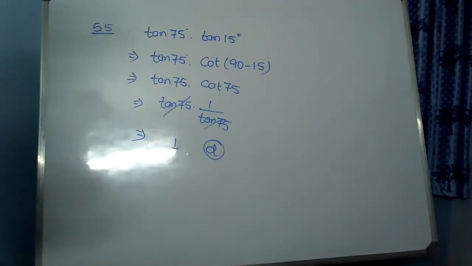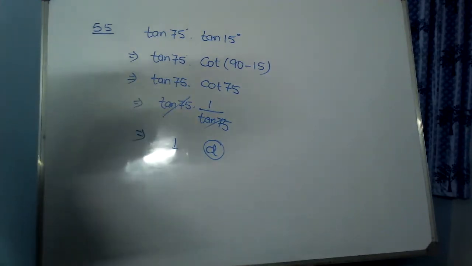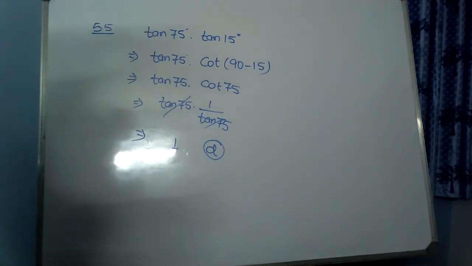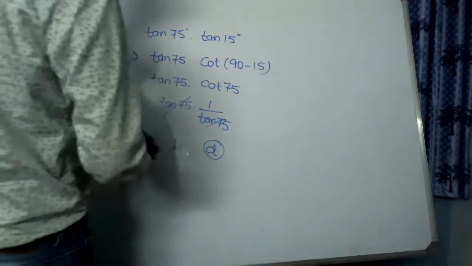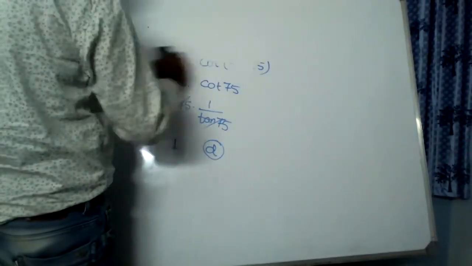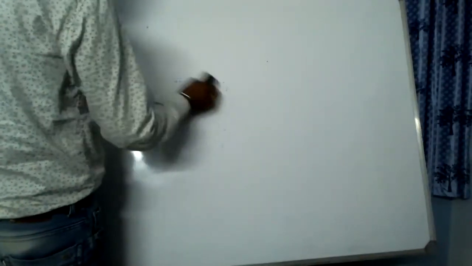Now question 56: if tan theta plus cot theta is root 3, then tan square theta, okay, square or cube? I think it's cube. So tan cube theta plus cot cube theta will be what? That's your question number 56. Okay, so let's see.